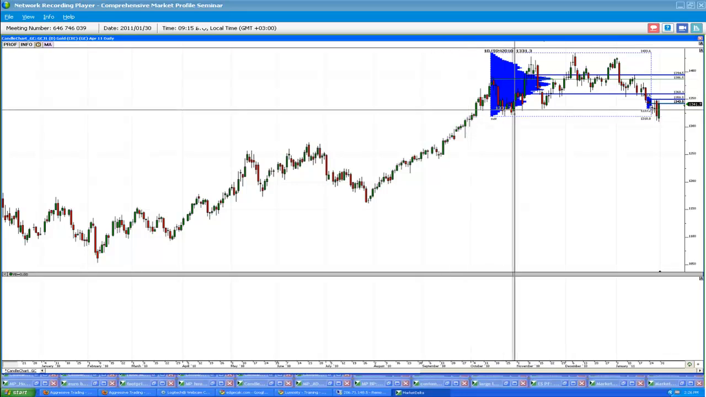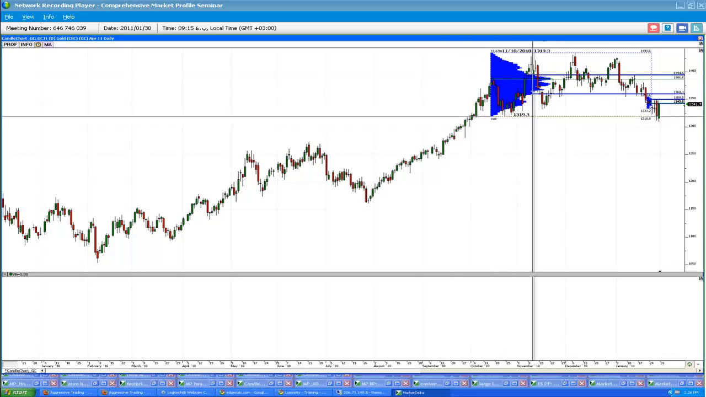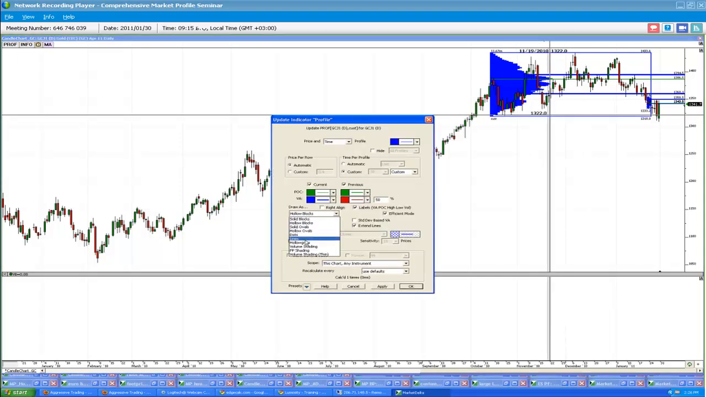Okay, and what I'm going to do is change it to the way I had it. Volume shading, and we're going to make it gold because it's gold. Okay, and we'll make the lines black.